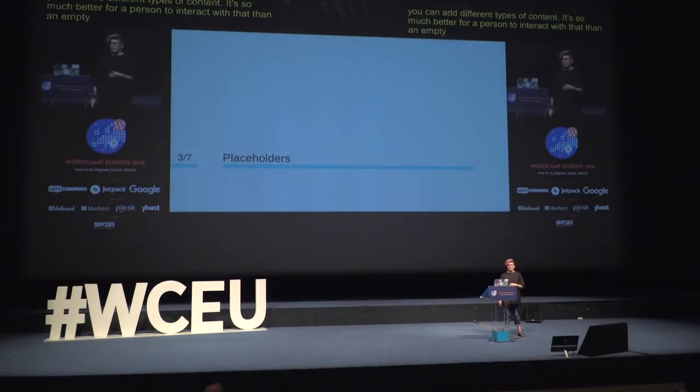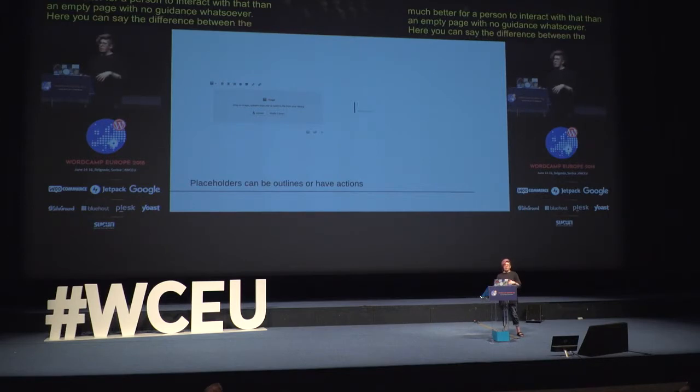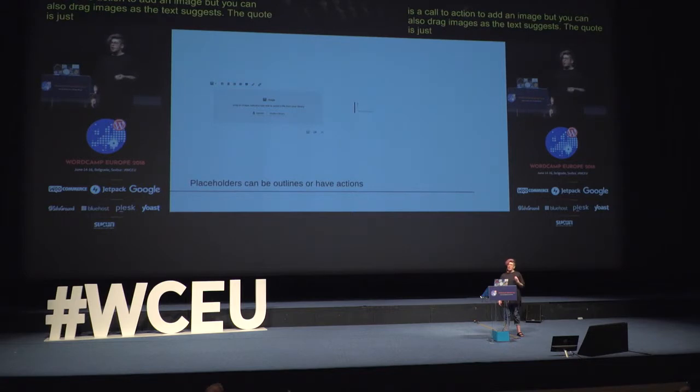One key concept I'd like to share is placeholders. These are a great way, maybe in a custom post type or just on the page itself as you're writing, to easily see how you can add different types of content. It's so much better for a person to interact with that than an empty page with no guidance whatsoever. Here you can see the difference between the image and the quote placeholder. The image one is a call to action to add an image, but you can also drag images as the text suggests. The quote is just to show the potential format and encourage a citation.